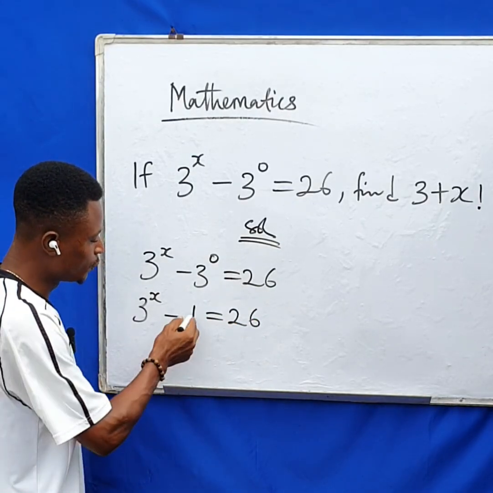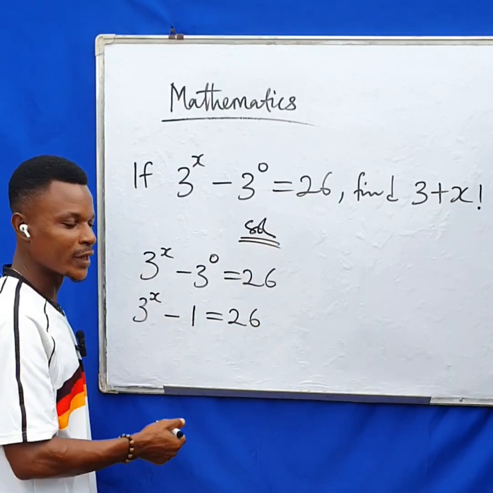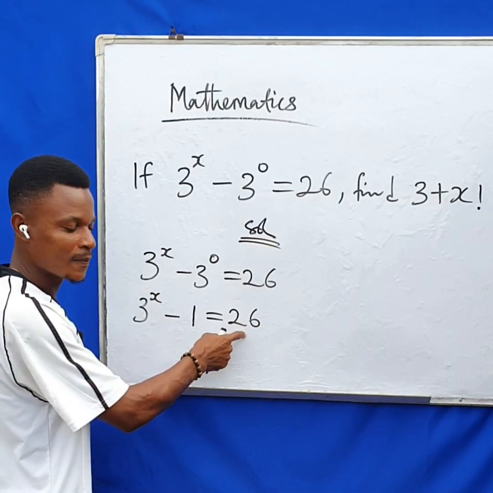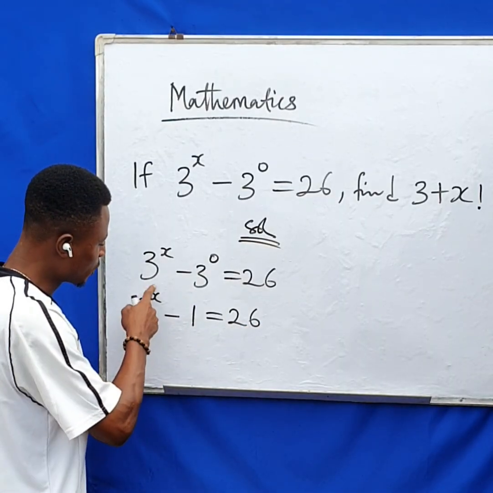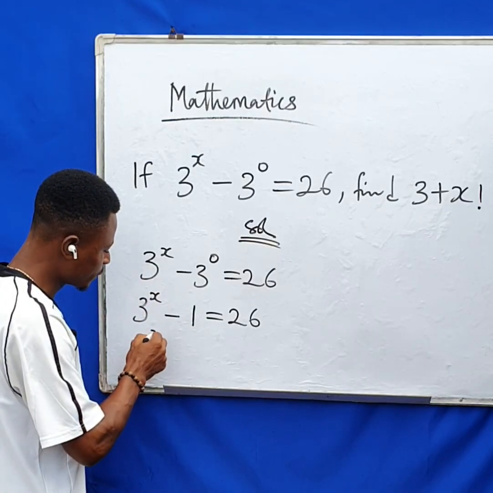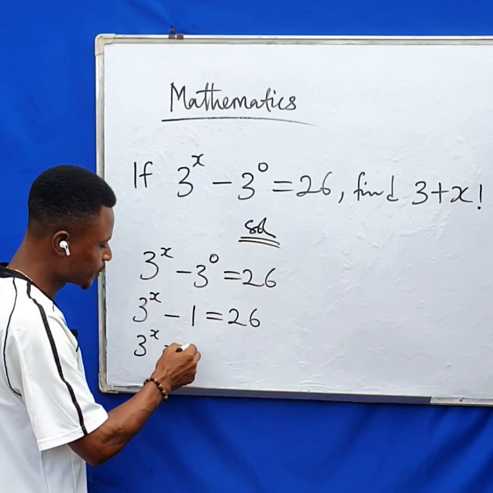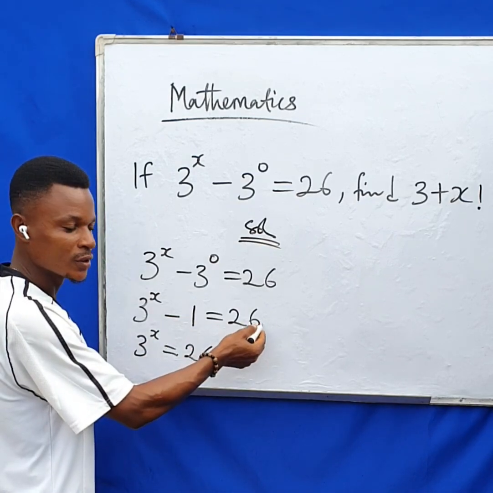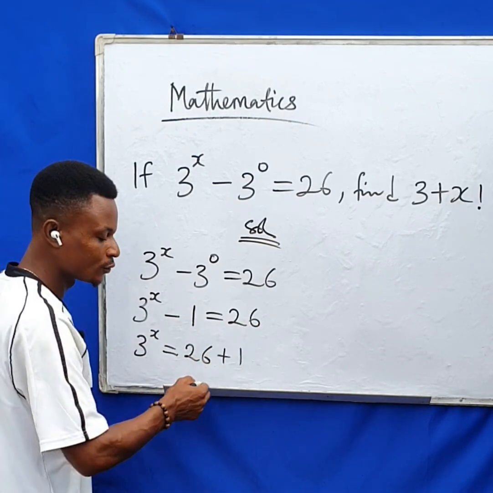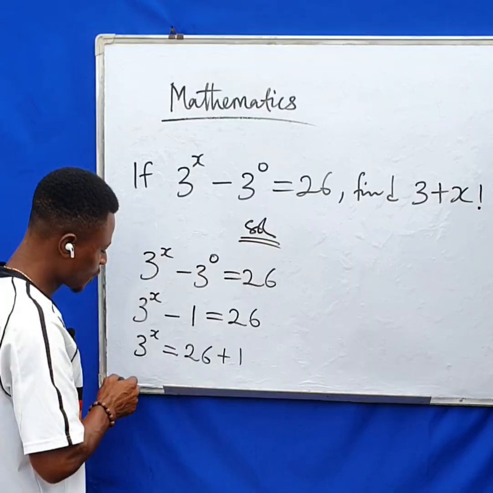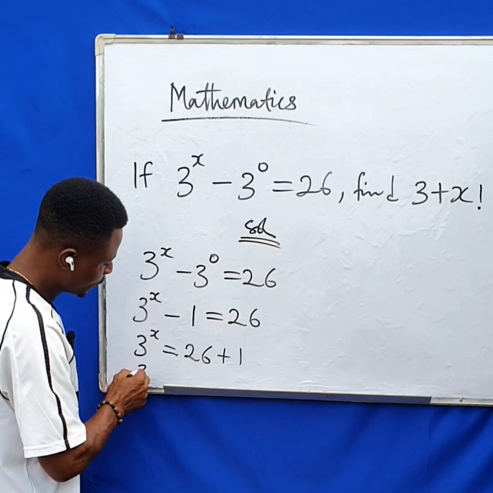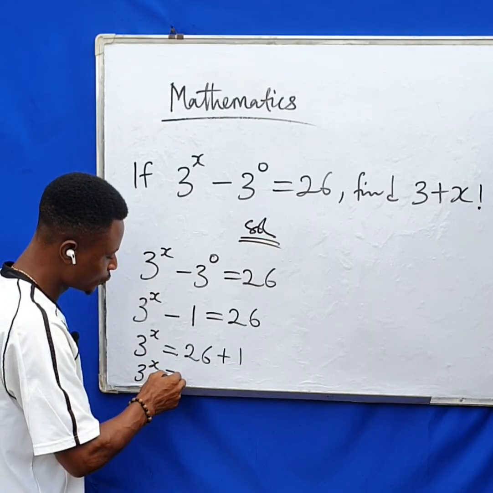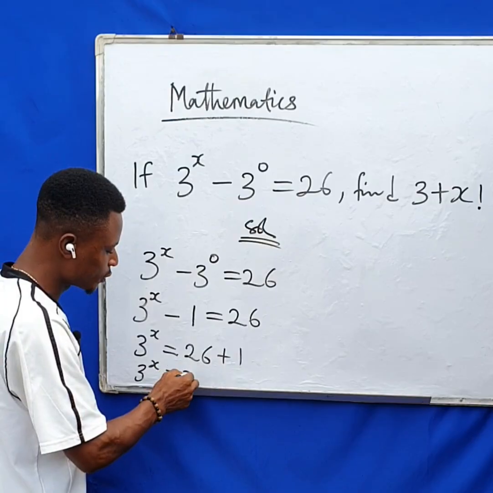The next thing to do is to move this negative 1 to this side of the equation so that it will meet with this 26. When we do that, we are going to be left with 3 raised to the power of x equal to this 26. When this negative 1 crosses to this side of the equation, it will change to positive 1. Now, we have 3 raised to the power of x equal to 26 plus 1, which will give us 27.